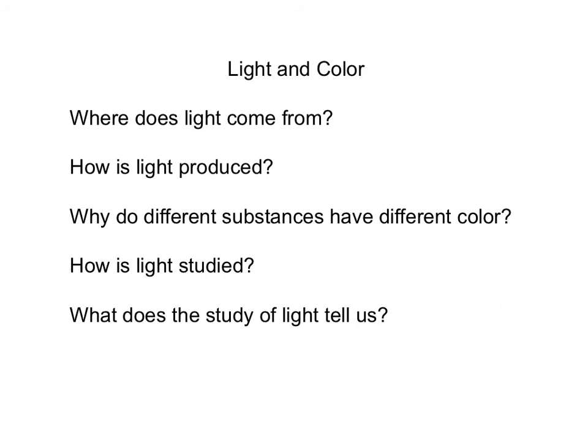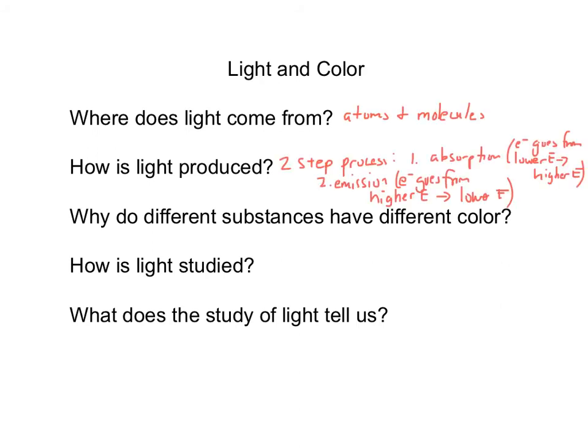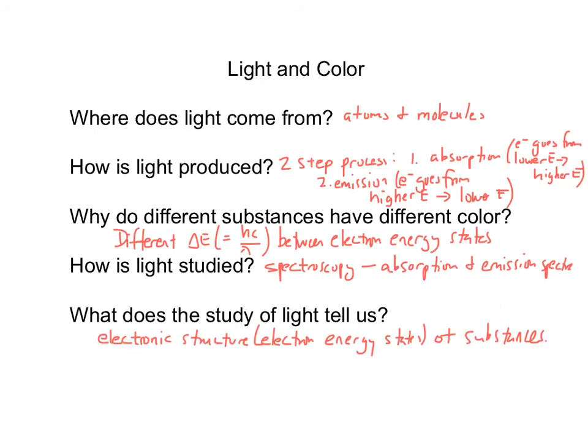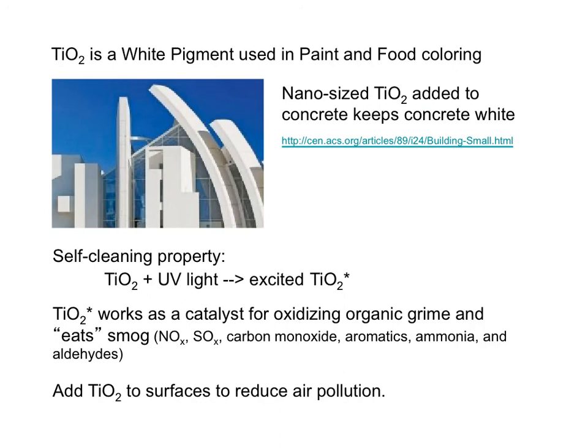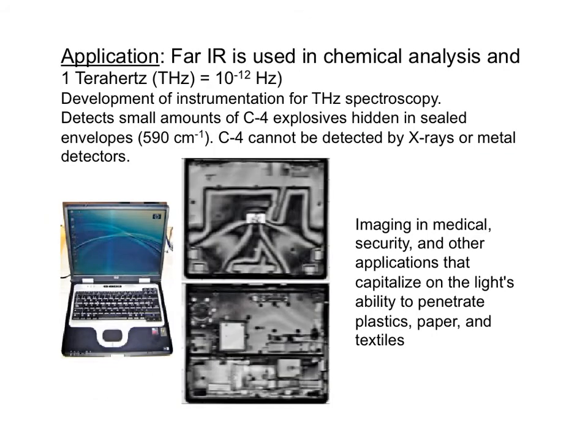Stop the video and answer these questions. And the answers are... Good job. Titanium dioxide is the white pigment used in paint and food coloring. It has some interesting properties and applications. This region of the electromagnetic spectrum is used in various types of chemical analysis.